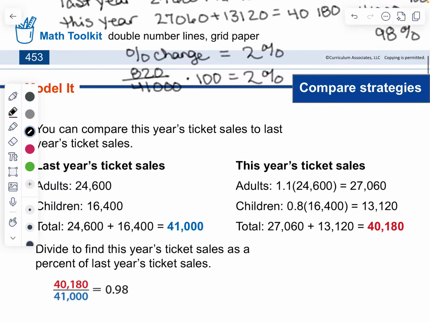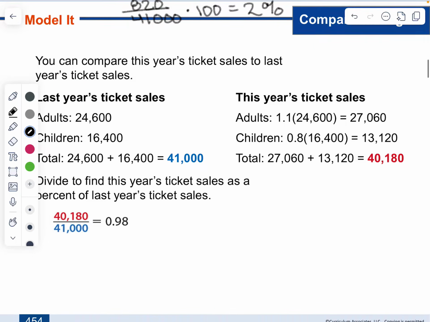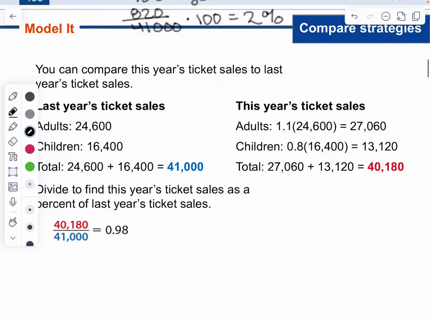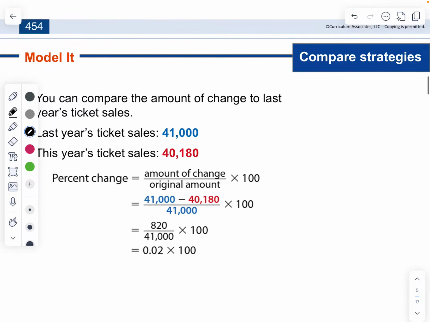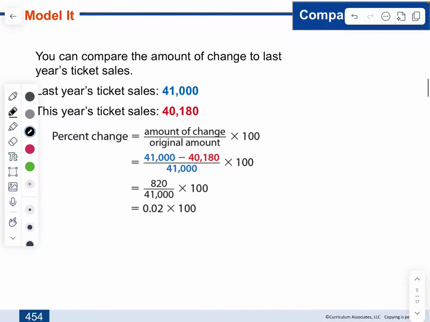Let's see how iReady did it. That looks like what we did the first way. And this looks like what we did the second way.